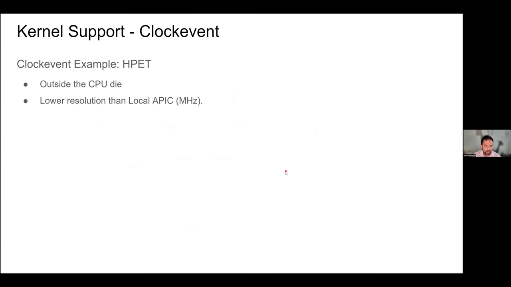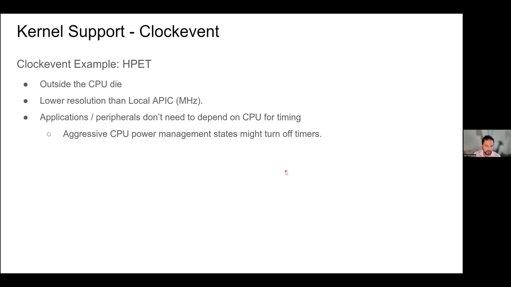So now let's go over the HPET, which is this timer that is outside the CPU die, and it is lower resolution than the local APIC. However, it's independent of the CPU, it's outside. So if the CPU turns off, then the HPET is still counting and so forth. The main advantage with HPET is that if the CPU enters aggressive power management states, it's still ticking, like I said.